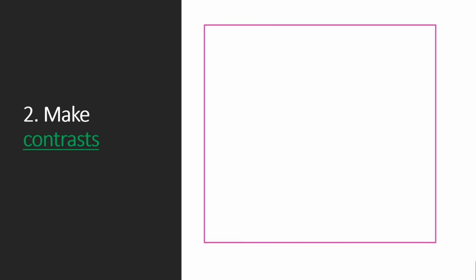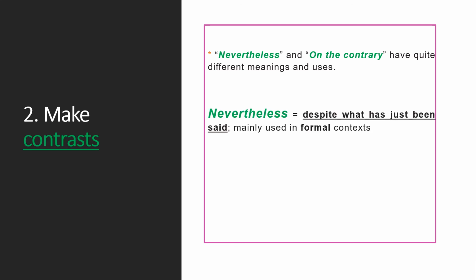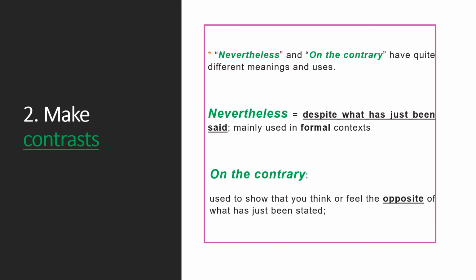Be careful. Nevertheless and on the contrary have quite different meanings and uses. Nevertheless means despite what has just been said. It's mainly used in formal contexts. On the contrary is used to show that you think or feel the opposite of what has just been stated.